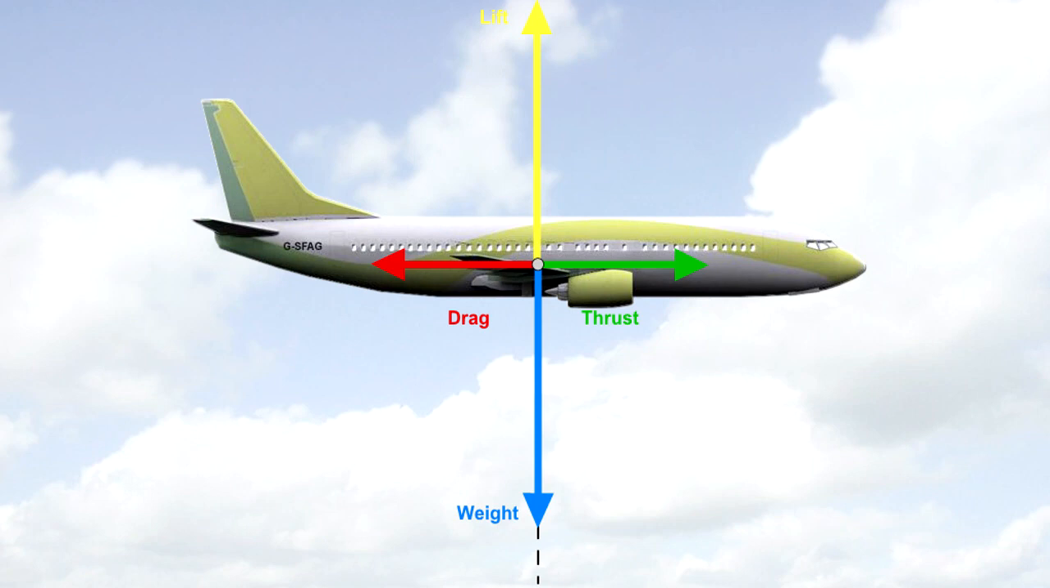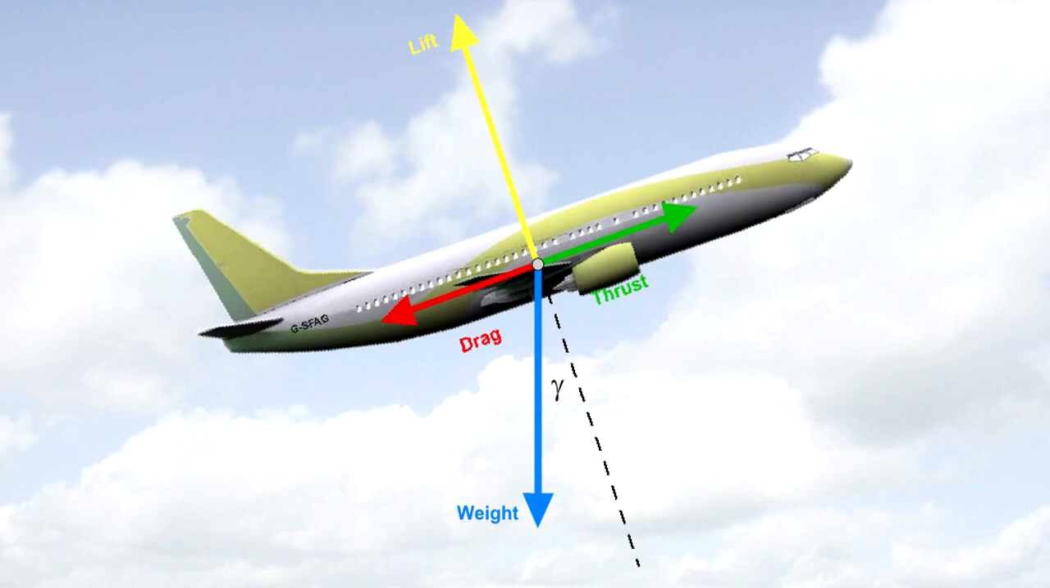Shown here is an aircraft in unaccelerated level flight. Notice that the forward acting force, thrust, balances the rearward acting force, drag. Therefore, the aircraft maintains a steady speed.